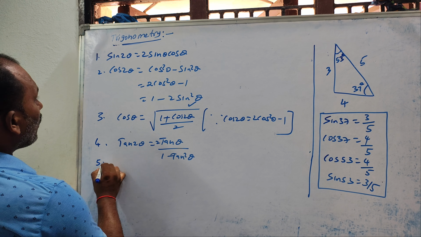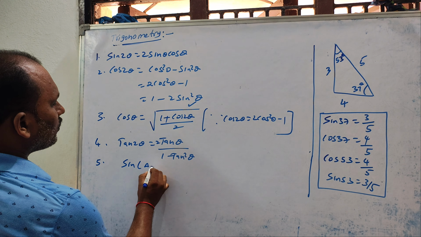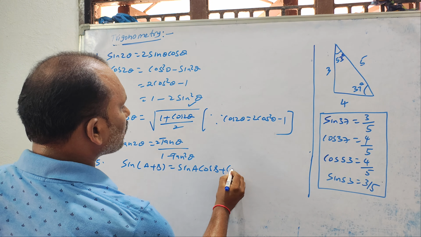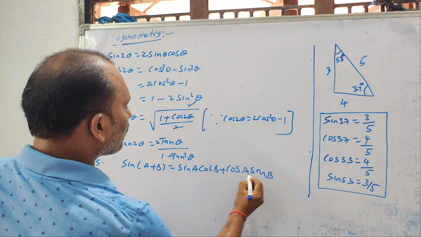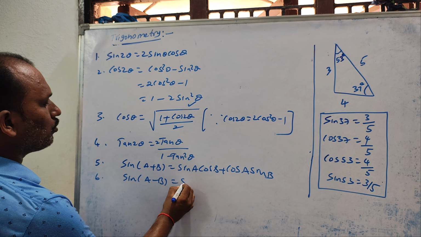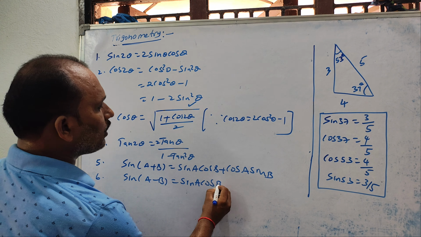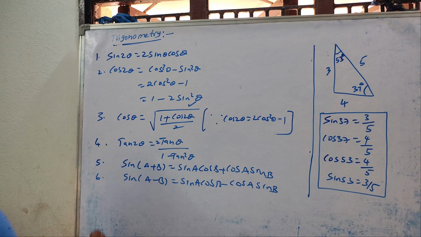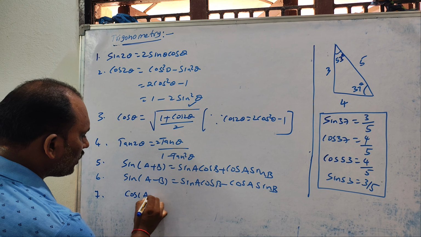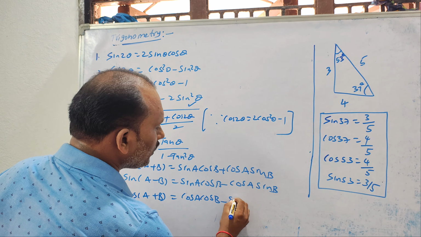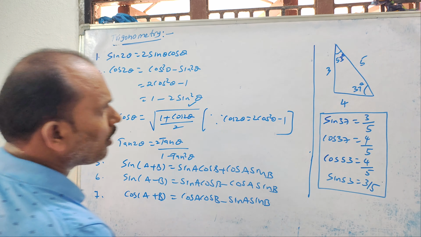Next, the fifth formula: sin(A plus B) is equal to sin A cos B plus cos A sin B, keep in mind. Sixth formula: sin(A minus B) is equal to sin A cos B minus cos A sin B. Keep in mind, very important formula. Next, the seventh one: cos(A plus B) is equal to cos A cos B minus sin A sin B. Next formula.